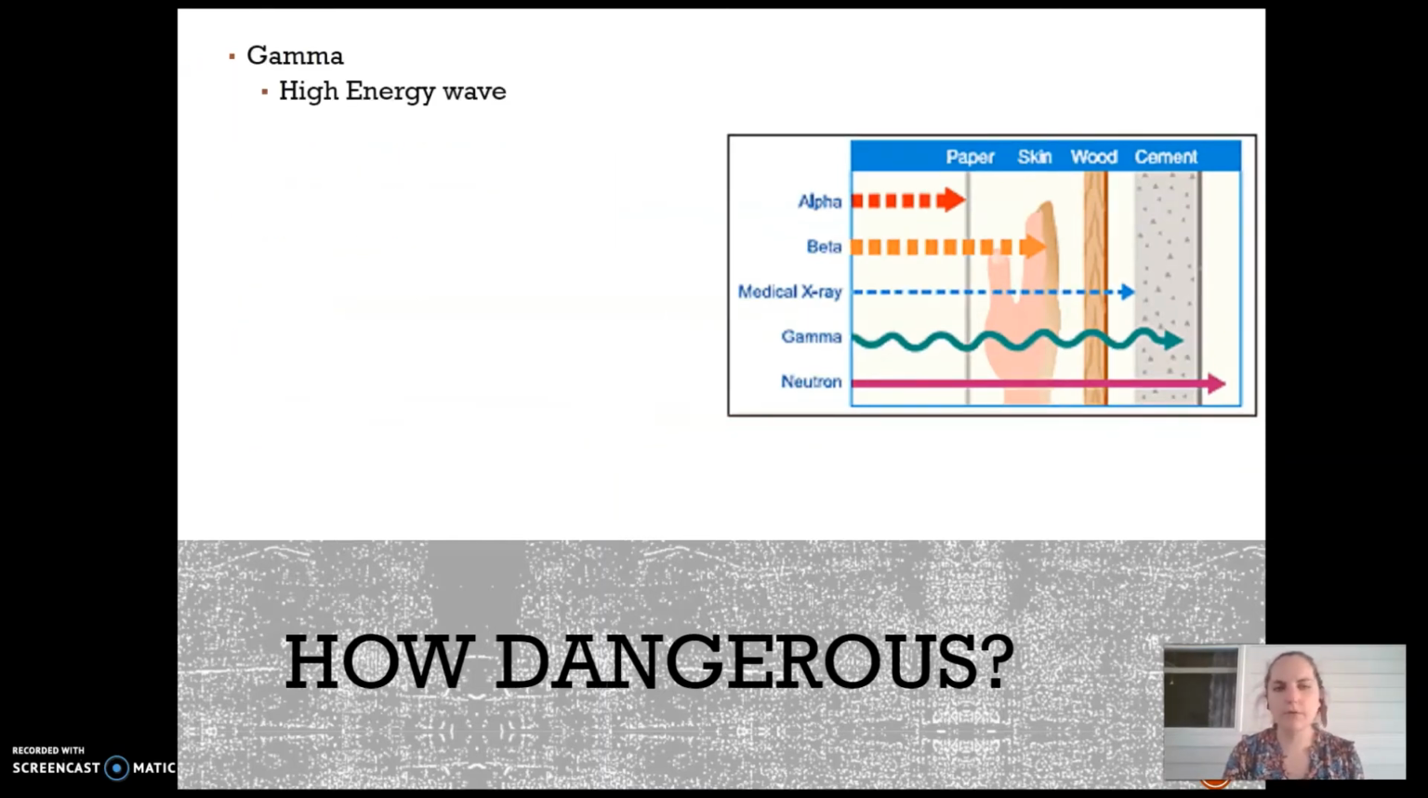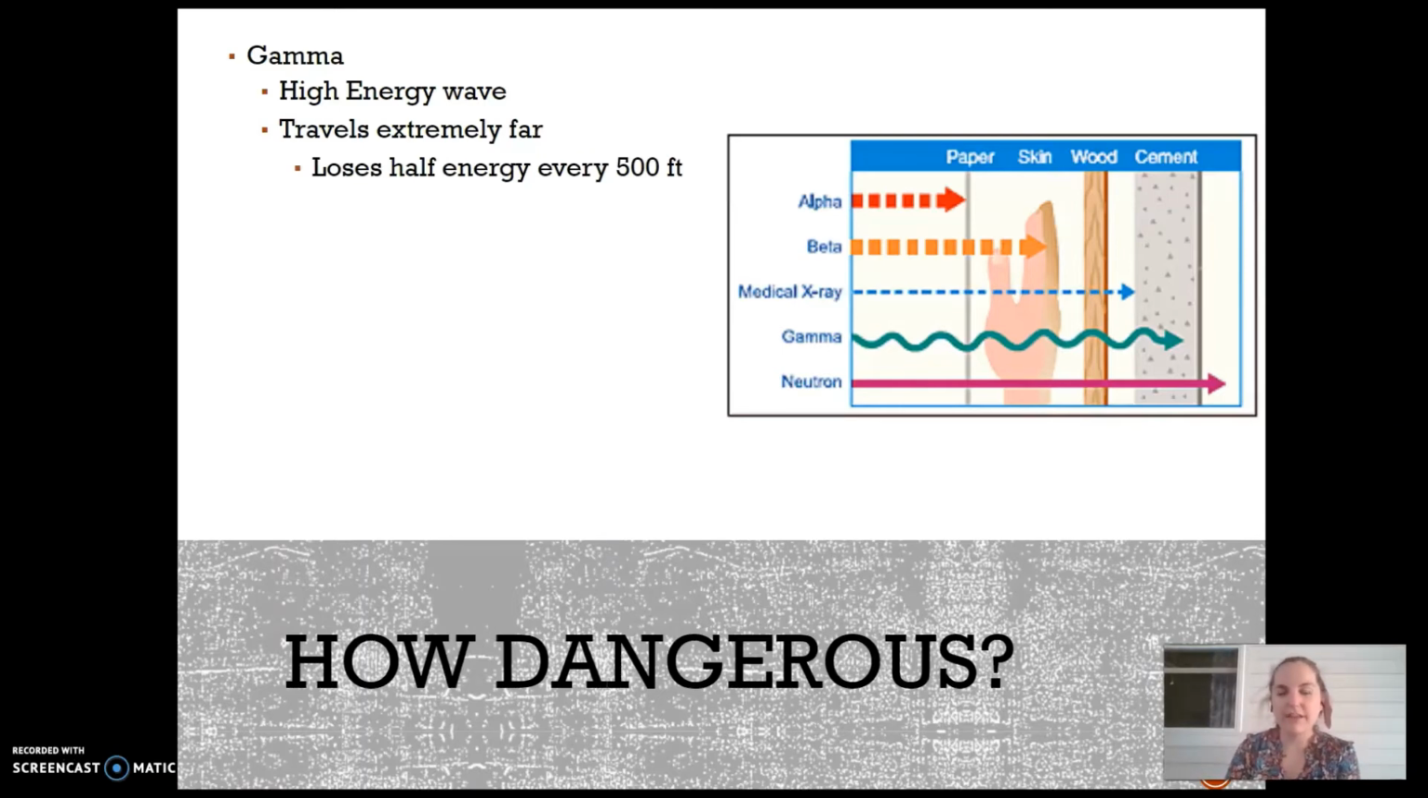So now let's talk about gamma rays. And again, it's that high energy wave, high energy, high frequency. And so these things can travel extremely far. So just from our diagram, it travels through the paper, it can travel through your entire body, and then through some wood, and then through concrete, and probably then through lead. These are really, really powerful rays. And so they don't lose their energy very easily.